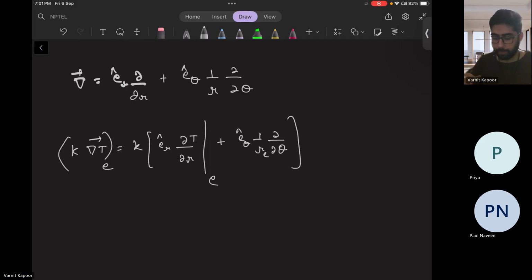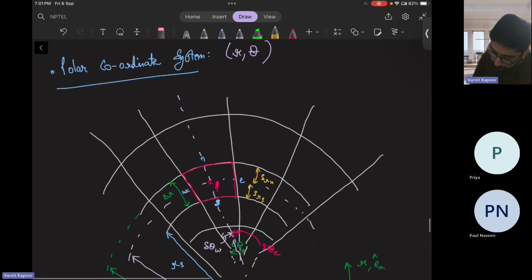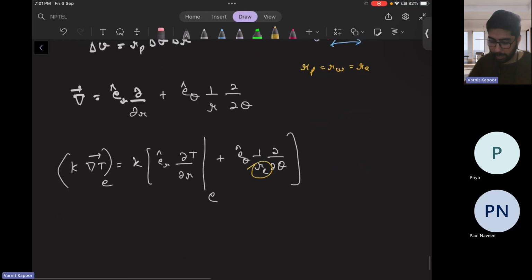What will be A of east? Make sure of one thing. This was your east face, this was your west face, and this is your RP. If you see, RP is equal to RW is equal to R east. All have the same radius: RP, RW, RE. So either I write RE or RP, it doesn't matter.